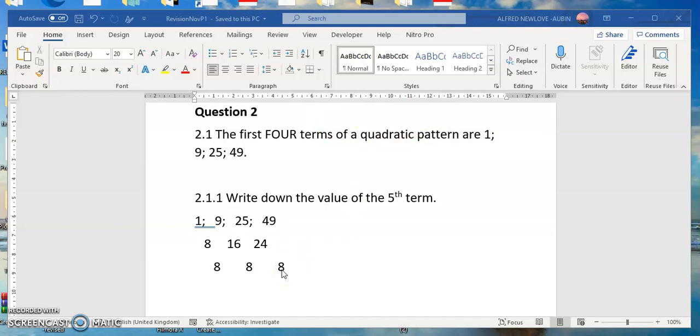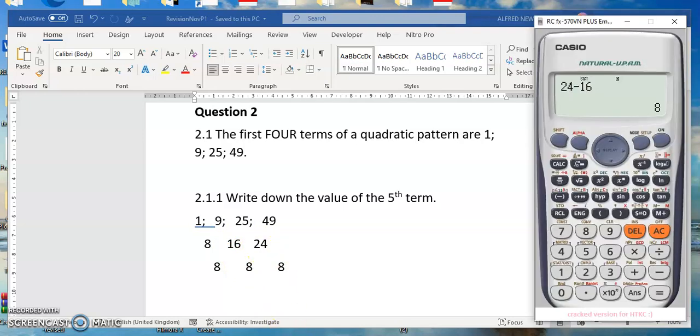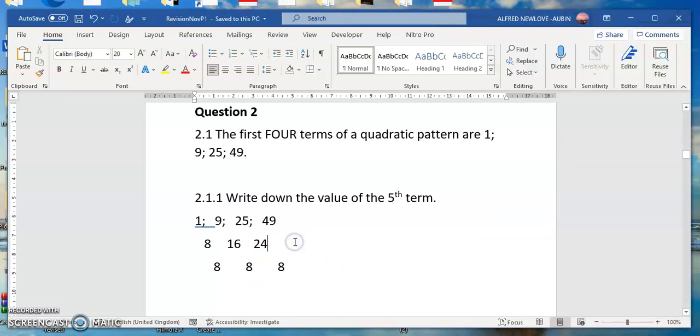Okay. So how did we get this 16? It is 8 plus 8, 16. 16 plus 8 is what? 24. Then the next one we are going to get 24 plus 8. So 24 plus 8 is going to give us 32. So it means we are going to have 32 at this side.